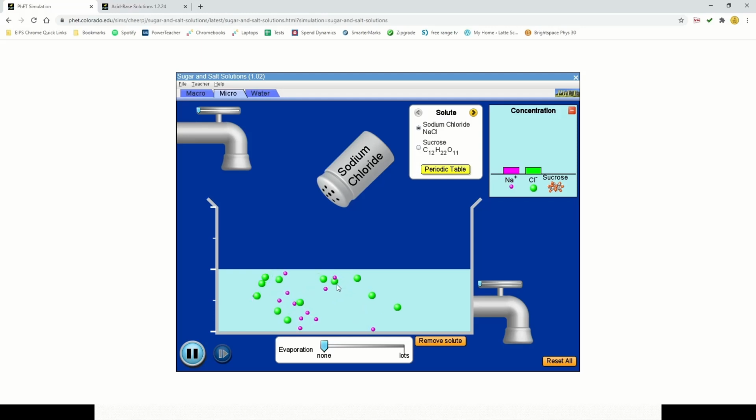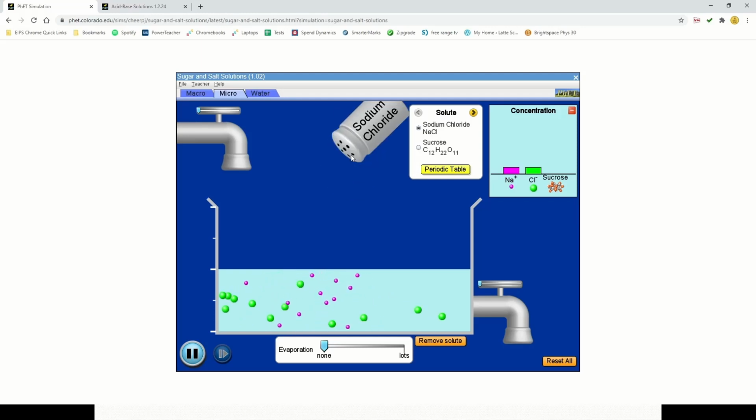What you'll notice is that before I shook it, all these were together, but when they dissolve in water, these break up. The little purple ones are sodium, and the green ones are chloride. So we have sodium and chloride, they mix around. The sodiums are positive, the chlorides are negative. And when you have positives and negatives, they conduct electricity.